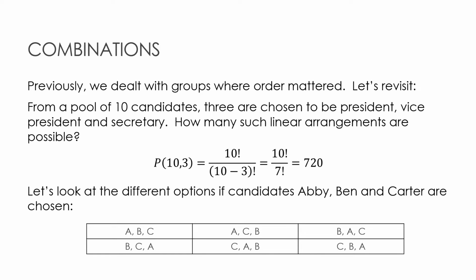And remember, when we did this previously, this was n, this was k, so this was n factorial over n minus k factorial. And that gave me a solution of 720. So if I look at the different options of candidates, if Abby, Ben, and Carter are chosen, so Abby, Ben, Carter, Ben, Ben, Abby, Carter, you get the idea. Looks like there are 6 of them that are similar, meaning that they include the same candidates.